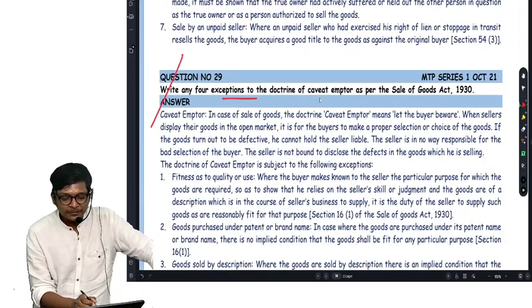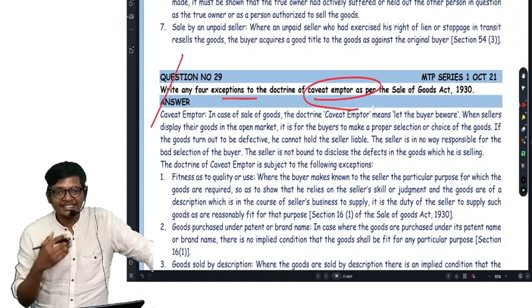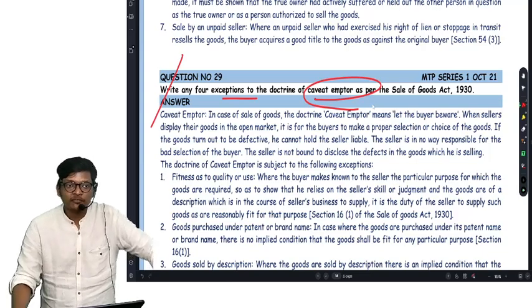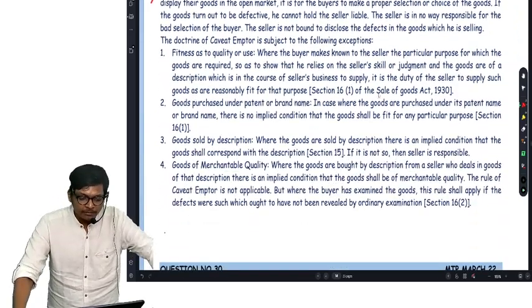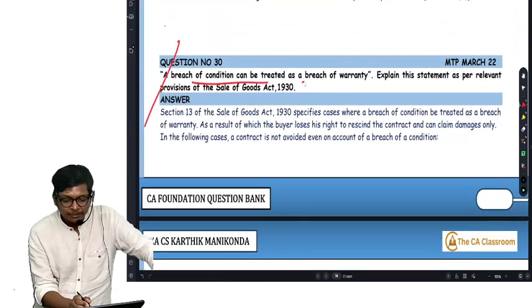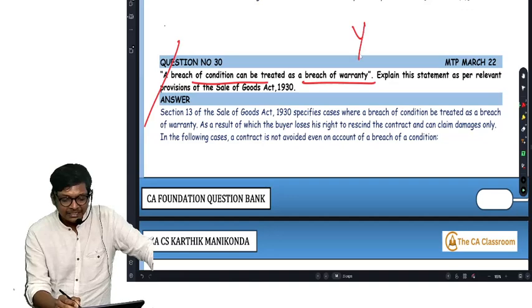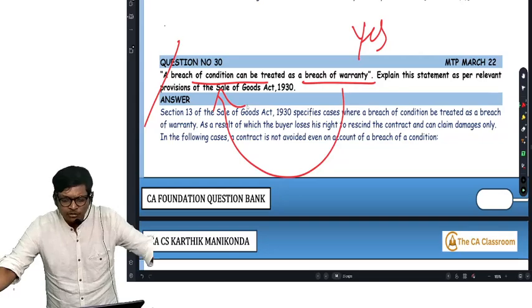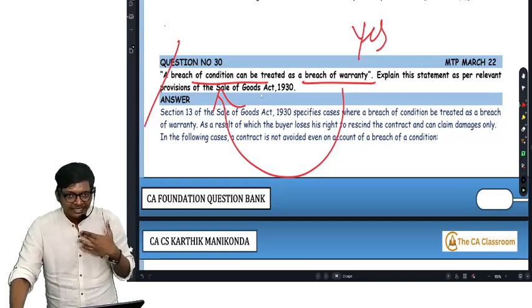State 4 exceptions to the doctrine of caveat emptor. You can write all the exceptions with implied conditions. Additionally, branded goods, patent, fraud, all those will come. Merchantability, all of that. A breach of condition can be treated as a breach of warranty. Yes, but a breach of warranty cannot be treated as a breach of condition. Are you following it? I'm sure all of you know these concepts very well. Can I go to the next one?